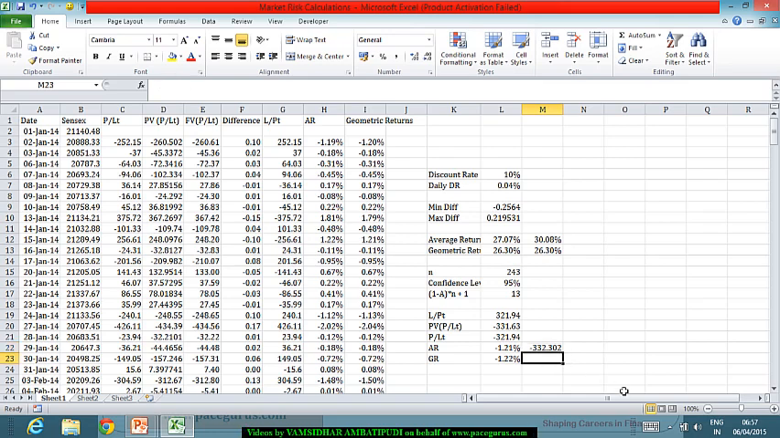332.30. And because we know that this is a geometric return, which is the logarithm of P2 by P1, P2 by P1 will become e to the power of this return, right?